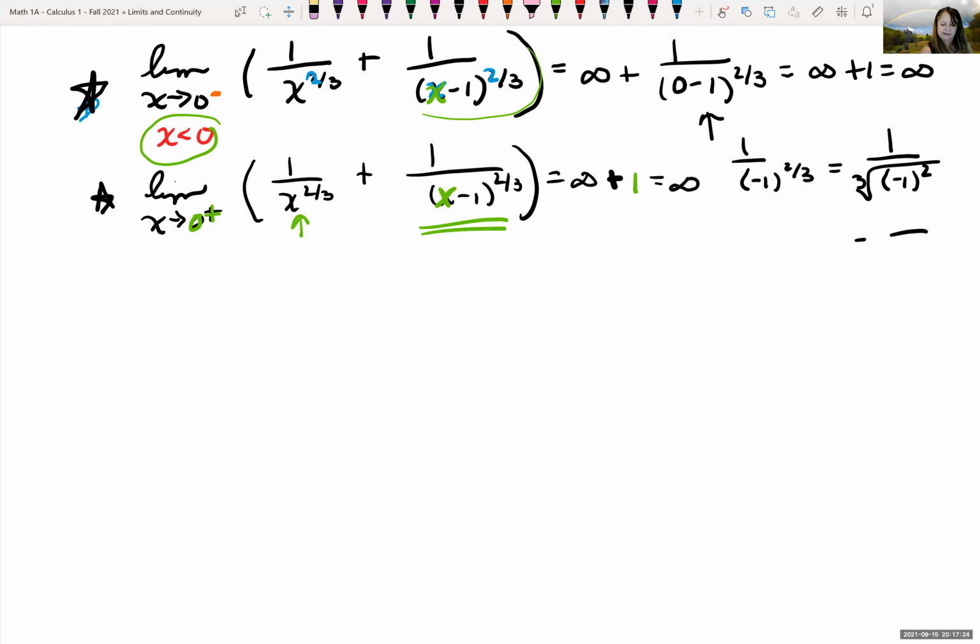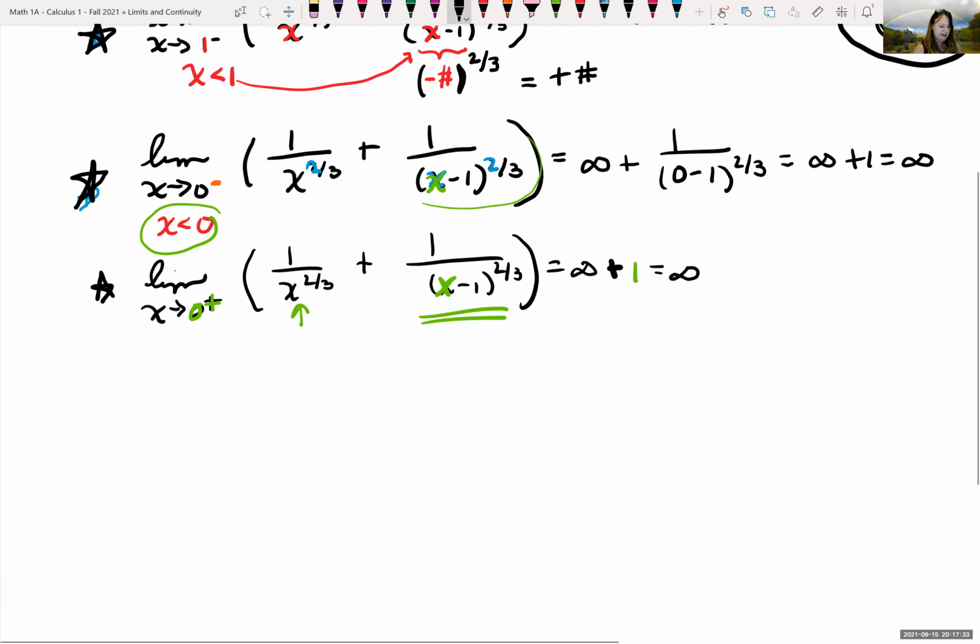Just going to erase that so it's not as messy. Okay, so I just wanted to clarify that.